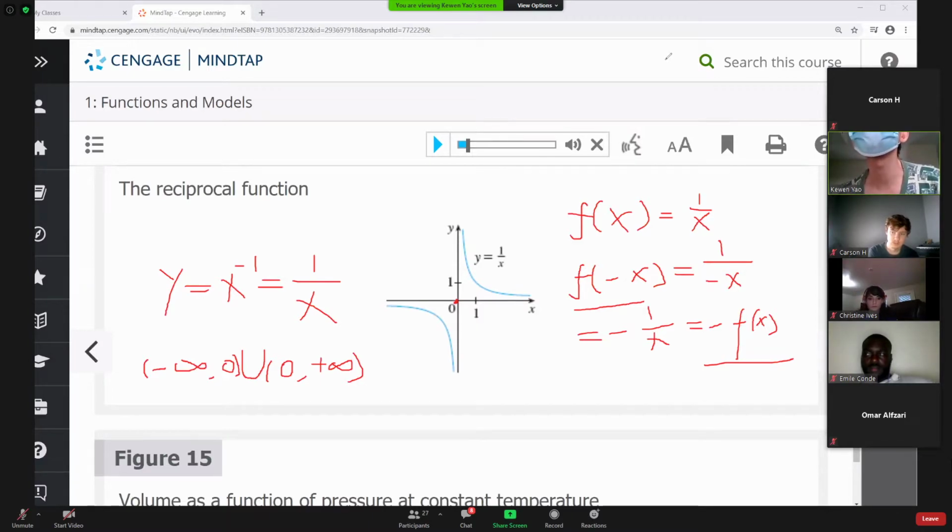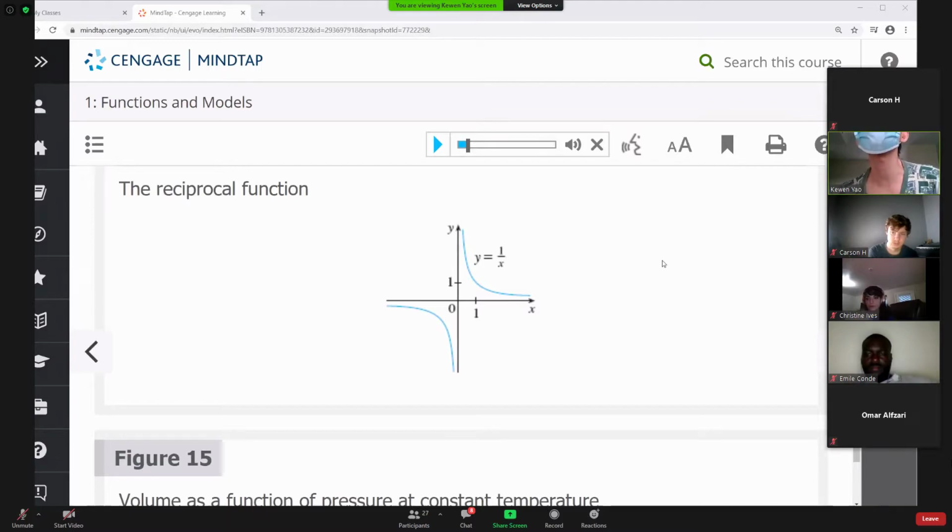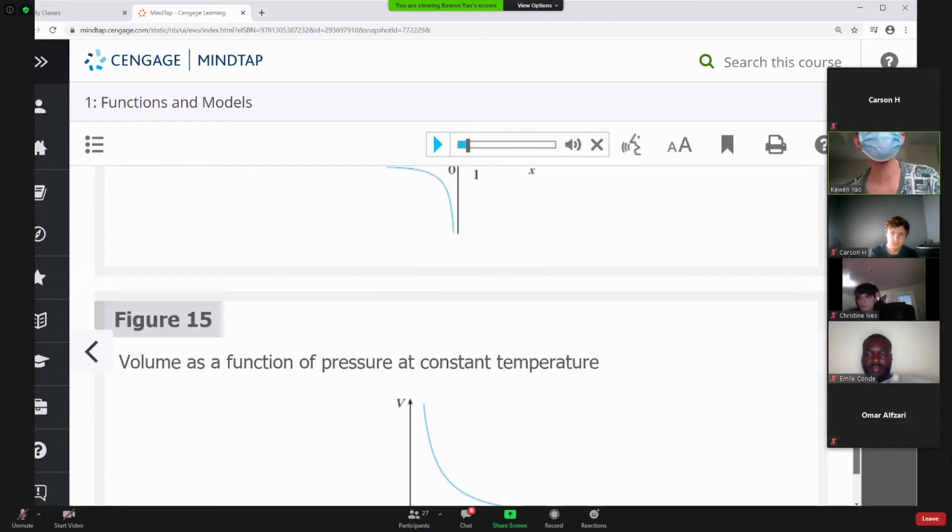Let me just clear this because we don't need these. So this is an odd function again. There are a lot of functions that are odd, and a lot of functions that are even. But of course, there are some functions that are neither even nor odd, like the square root function. Okay, so we have finished.